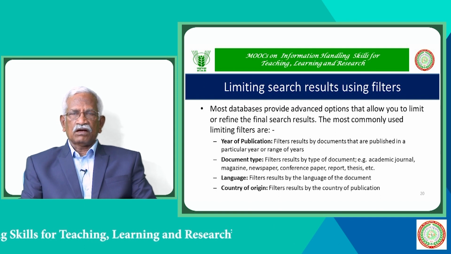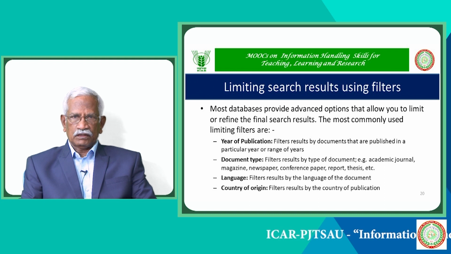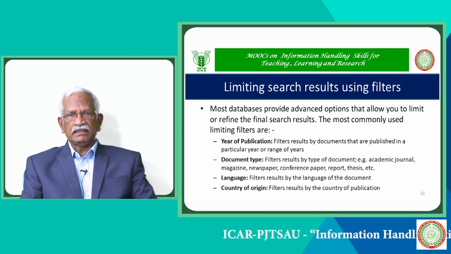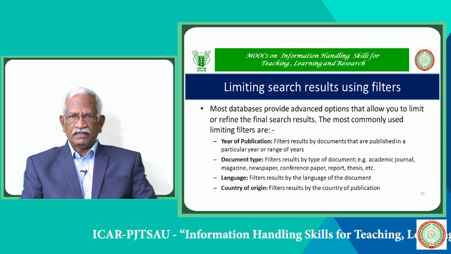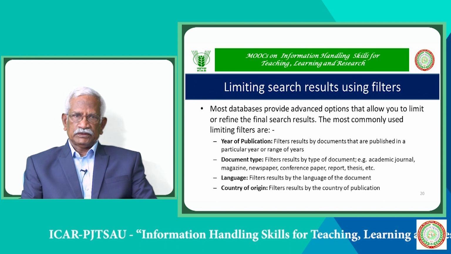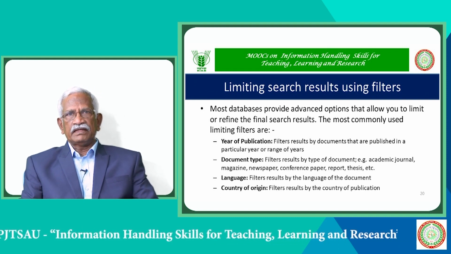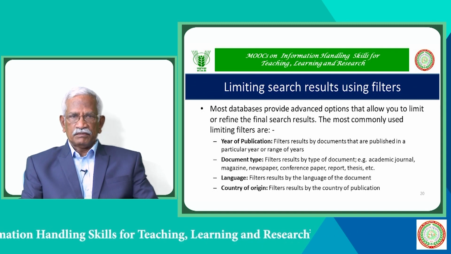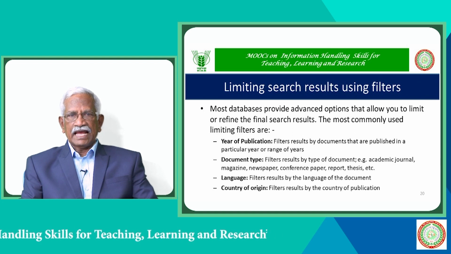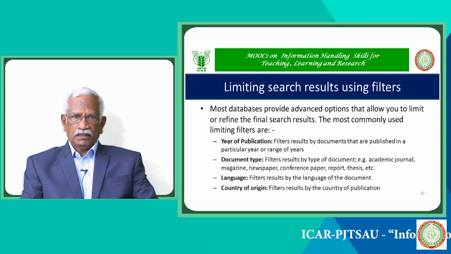Now, next is document type. Generally, databases contain all types of documents, but you want only a particular type of document like journal article only. So, you can filter the results by using the document type filter. Similarly, language. Databases contain documents which are written in many languages, but if you need only English language documents to be retrieved, you use the language filter by saying English language under the column.